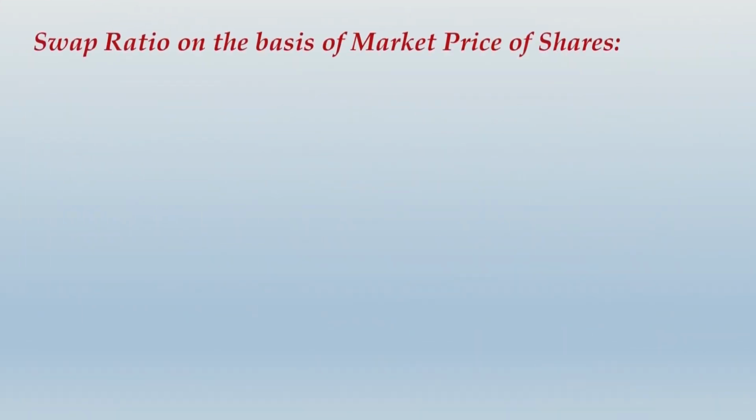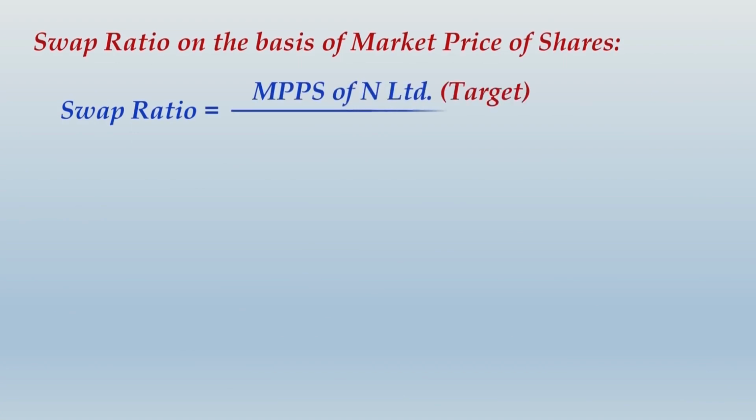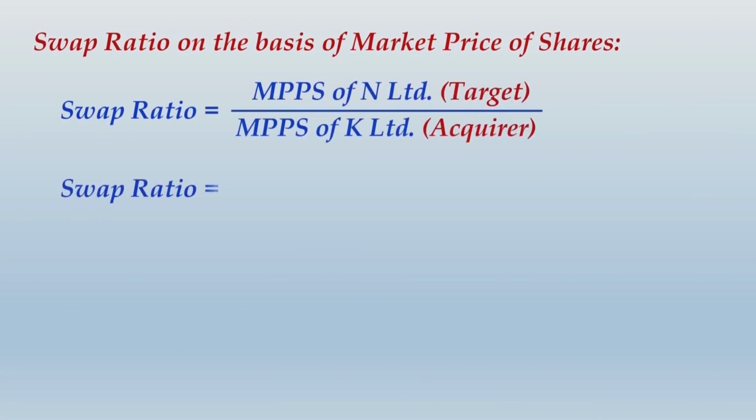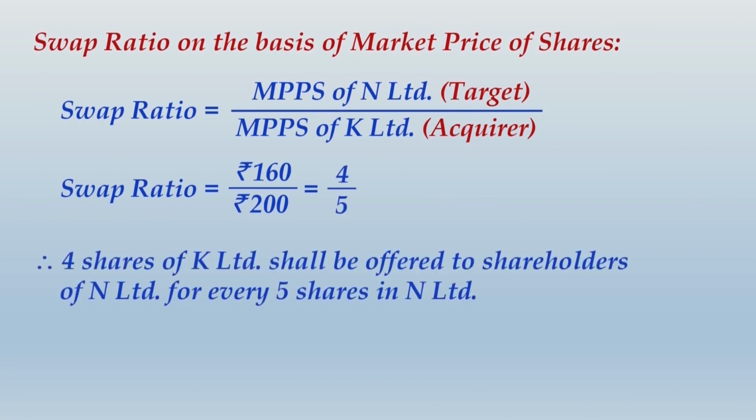Let us first compute the post merger EPS, and for that we have to first arrive at the swap ratio based on market price, and that will be 160 by 200, that is 4 by 5, and you would simply write 4 shares of K Limited shall be offered to shareholders of N Limited for every 5 shares in N Limited. So do one thing, write up this thing quickly and then we shall move ahead.